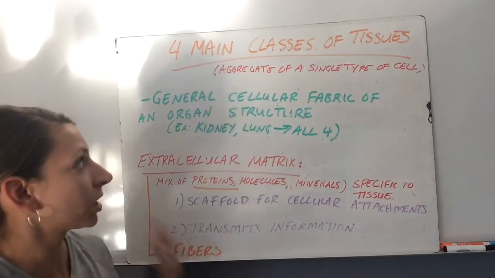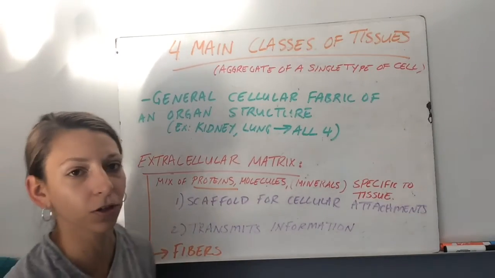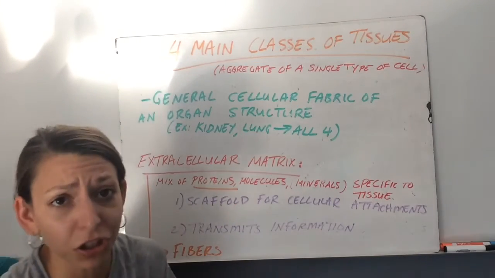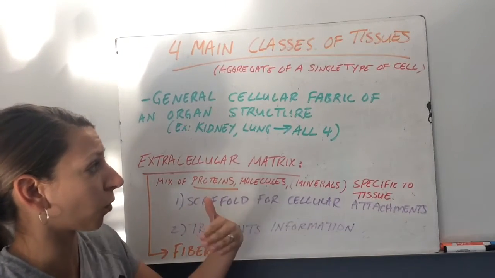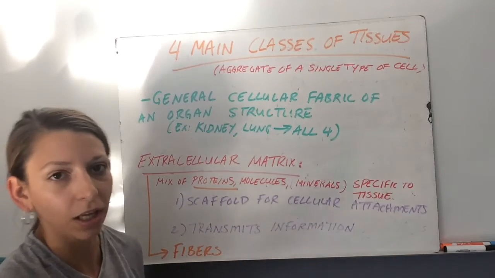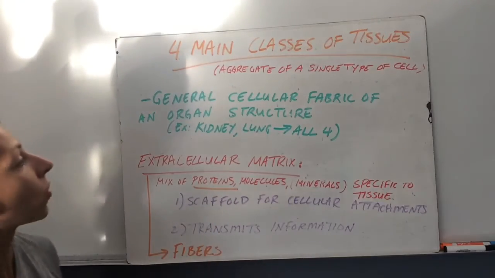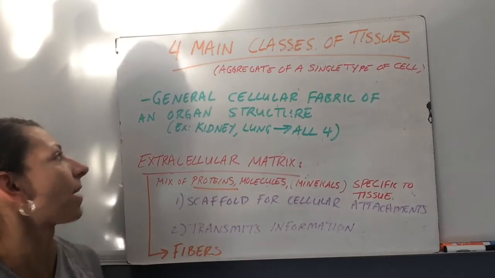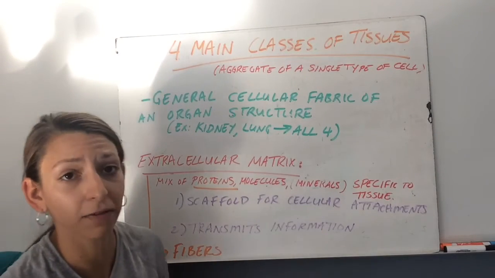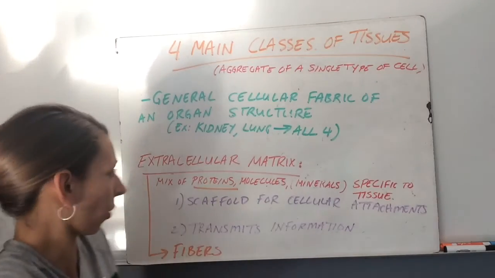Like we said, officially, tissues are going to be an aggregate of a single type of cell, but sometimes we can refer to generalized kidney tissue or lung tissue, and this is going to include all four types of tissues within that group. So just think about tissues being sort of a broad definition for now. So tissues are going to make up the general cellular fabric of an organ structure. So together, we'll have a variety of different types of cells within our kidneys to actually create that kidney organ.